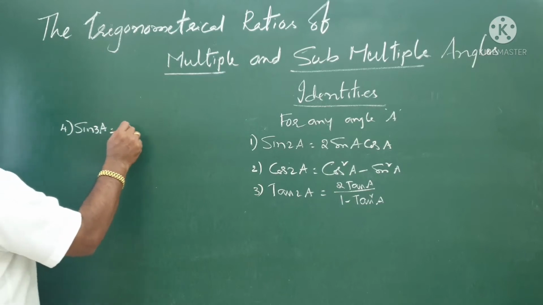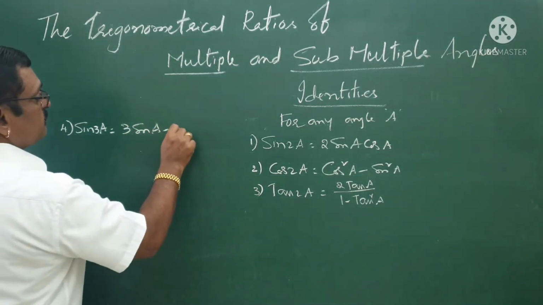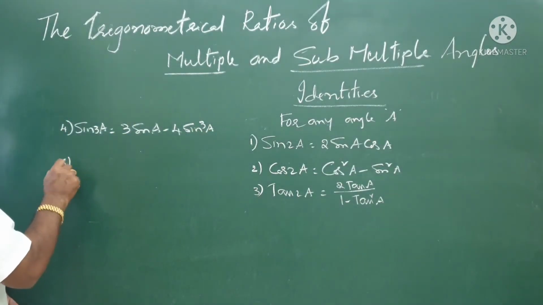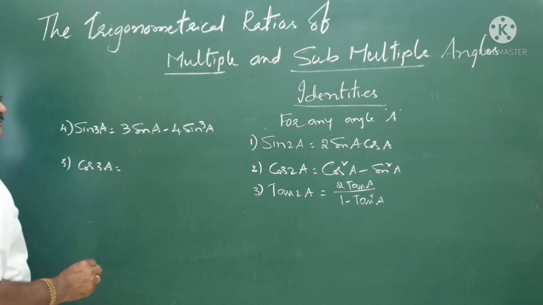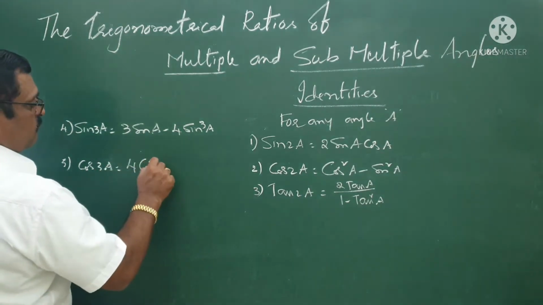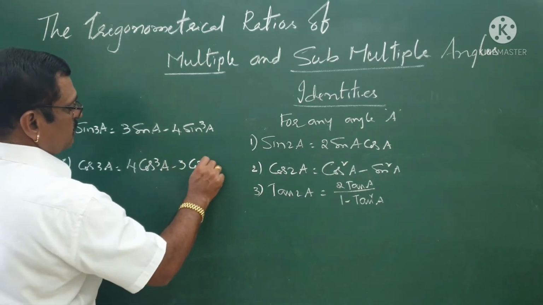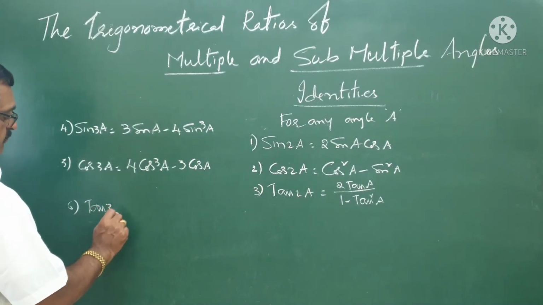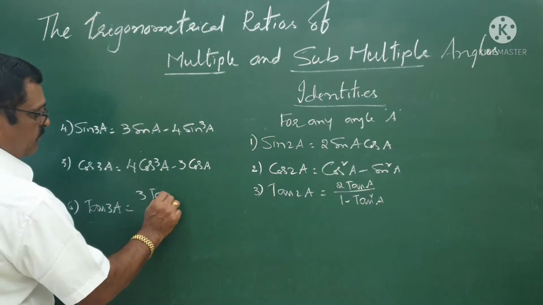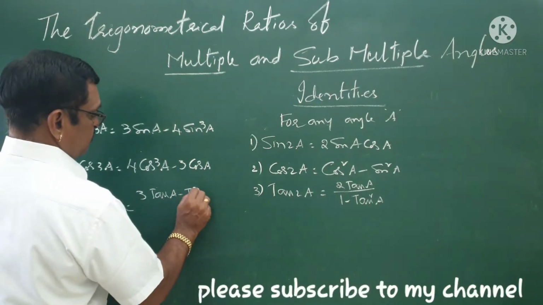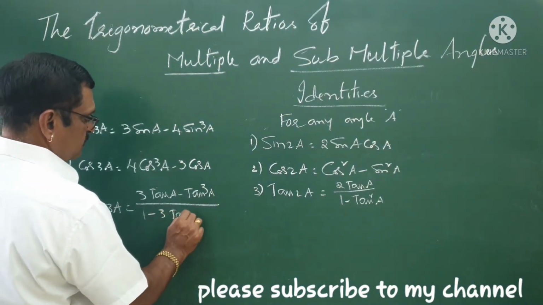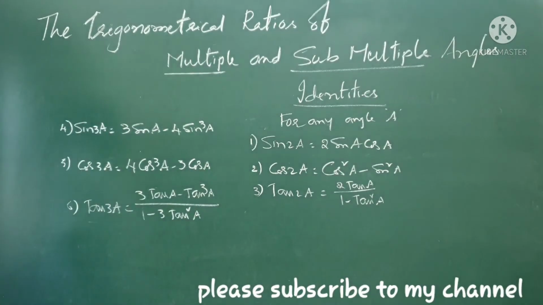And 4, sin 3A is equal to 3 sin A minus 4 sin cubed A. Fifth one, cos 3A is equal to 4 cos cubed A minus 3 cos A. Finally, sixth one, tan 3A is equal to 3 tan A minus tan cubed A by 1 minus 3 tan square A. So these are the 6 important identities.